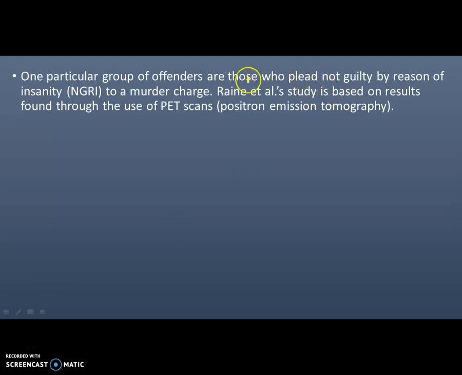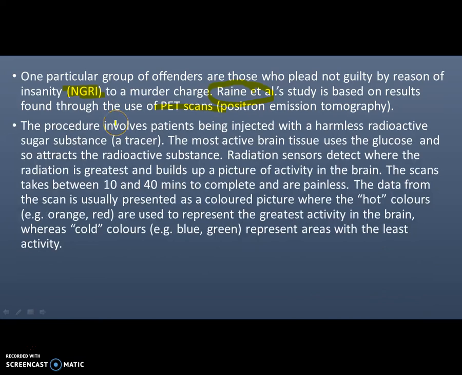One particular group of offenders are those who plead not guilty, NGRI, not guilty for reasons of insanity. So you've all heard of these. Sometimes people say it's people trying to get off, which I'm sure it is in some cases. In other cases, are they insane? And Raine's study is based on results found through the PET scans. They were referred to Raine by lawyers or the courts to try and see if they were classed as insane. So could they plead not guilty for reasons of insanity?